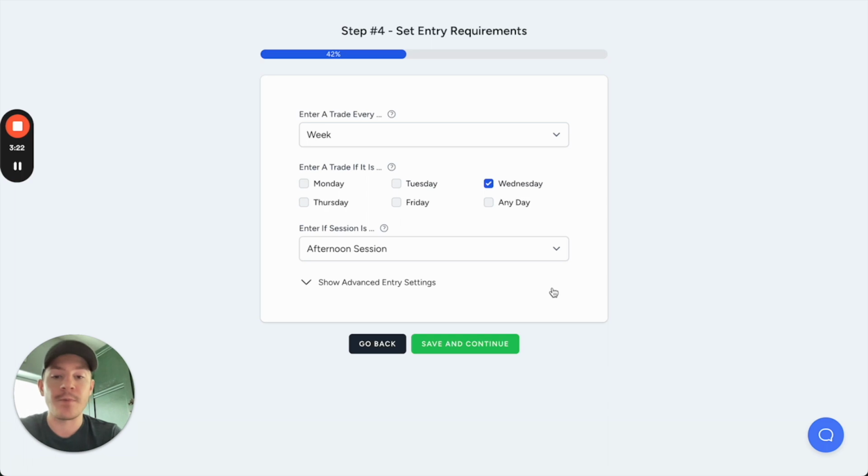Now we need to tell it when we want to enter. So week means we're going to enter once a week on Wednesday. So that's how it's currently set up. We're going to enter in once a week on Wednesday. Again, if you want to enter in every day or multiple times a week, you can set that up here.